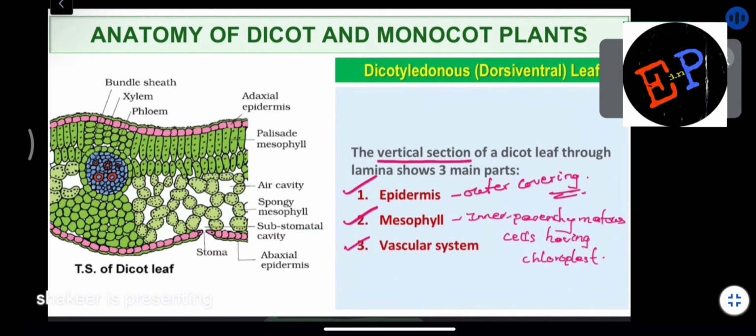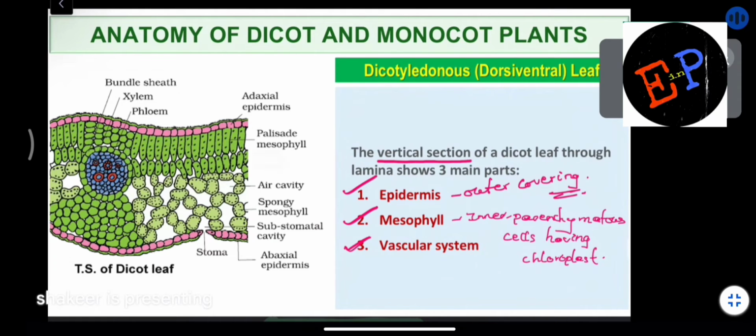And mesophyll we have already studied in the last class, no? Mesophyll is made up of parenchymatous cells which contain thin-walled chloroplasts. The chloroplasts have chlorophyll pigment, which is responsible for producing starch with the help of photosynthesis. So cells which contain chloroplasts can be called mesophyll cells. And then you will find a vascular system also.